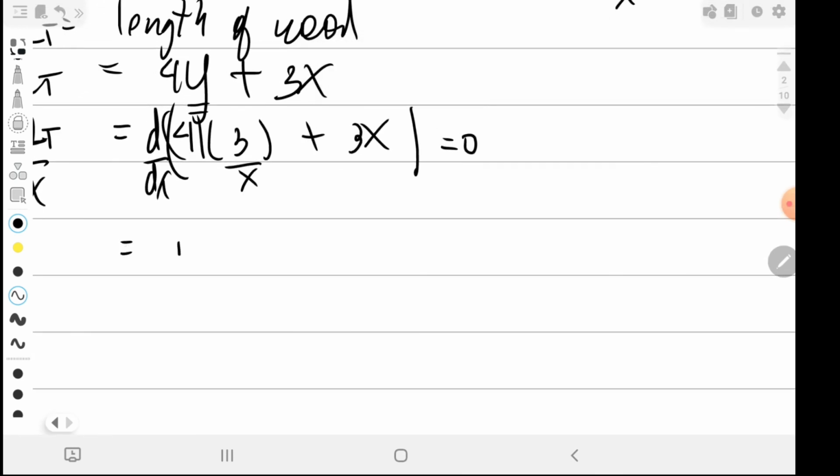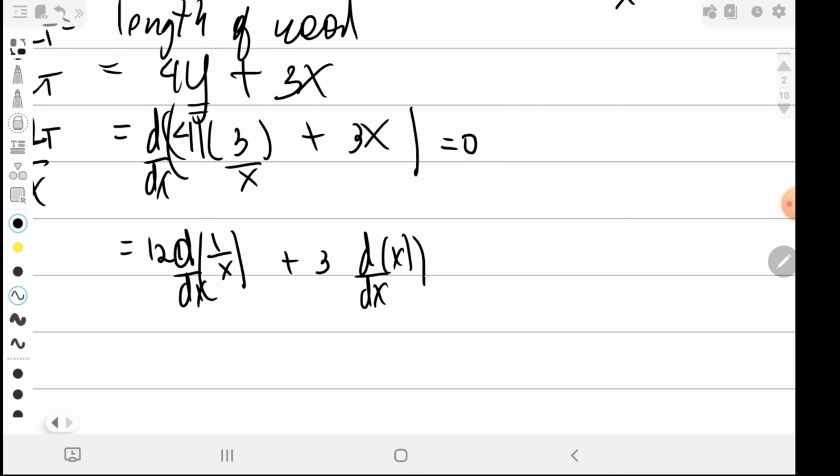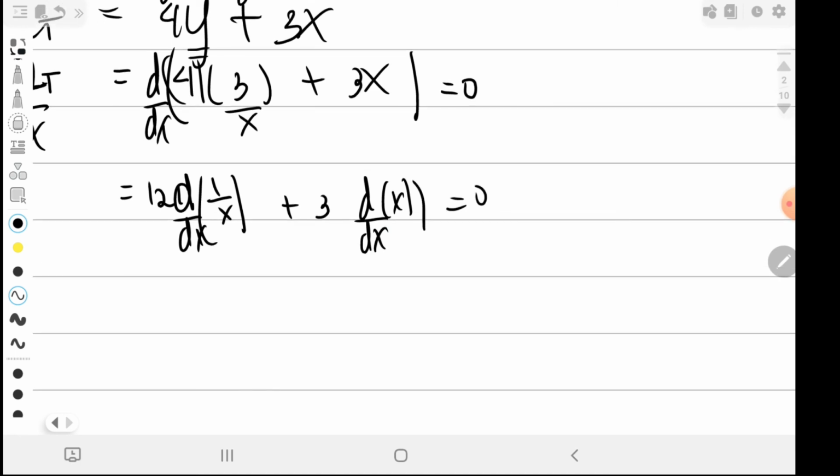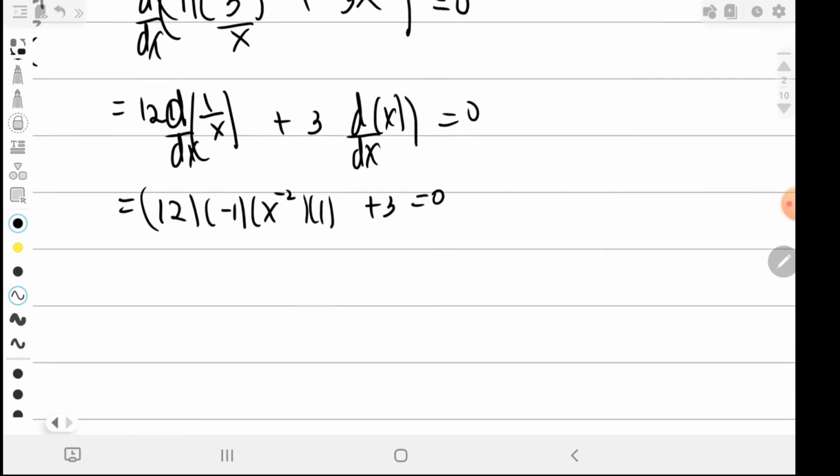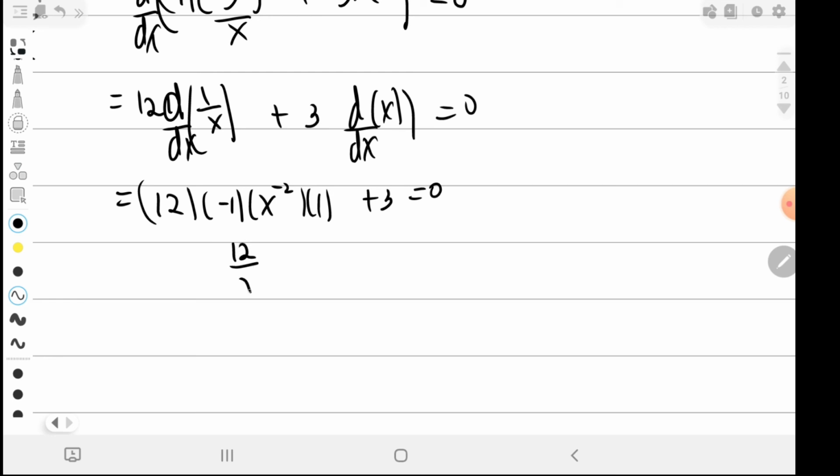So, therefore, we will have 12 multiplied by the derivative of 1 over x with respect to x plus 3 multiplied by the derivative of x with respect to x equals 0. So, from here, I will have a value equal to 12 multiplied by negative 1 multiplied by x raised to negative 2, diba? Power rule natin, I should say. So, multiplied by 1 plus 3 equals 0.